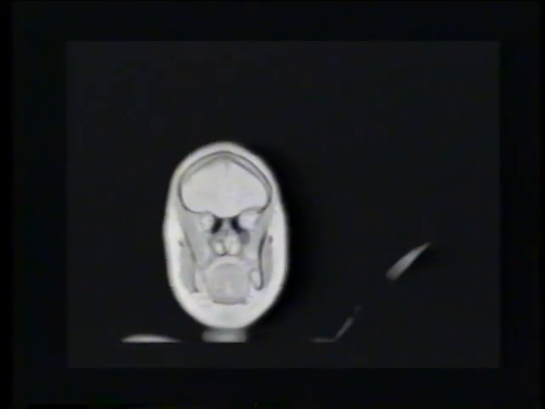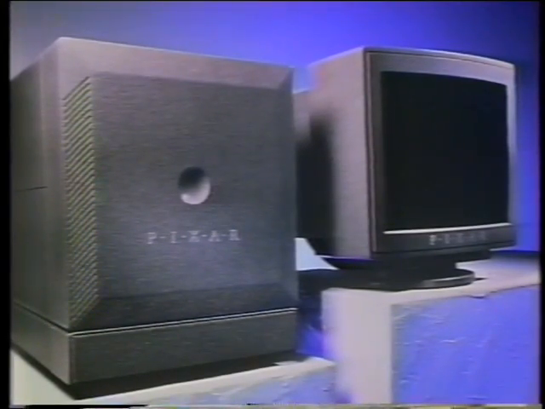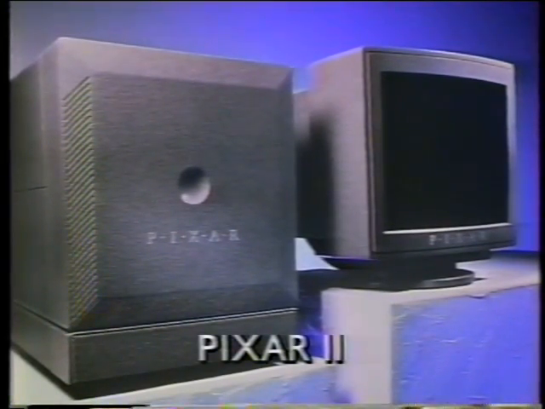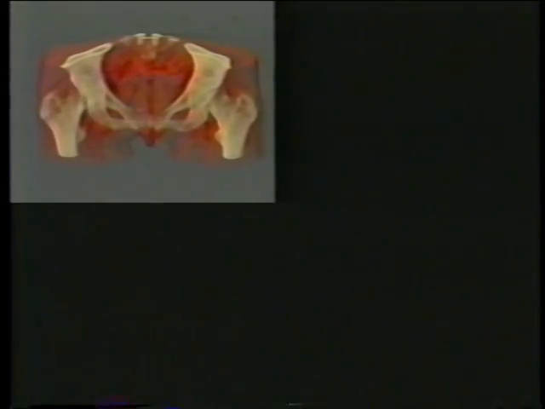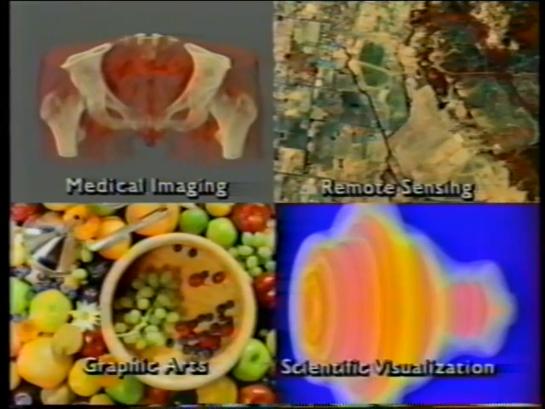This is image computing. The Pixar family of image computers consists of the original Pixar image computer, the new lower-priced Pixar 2, and includes a C compiler and software toolkits for developing specific applications. Pixar's image computers are being used in medical imaging, remote sensing, graphic arts including 3D design and animation, and scientific visualization, an emerging field that requires the display of data from computational and experimental scientific disciplines.